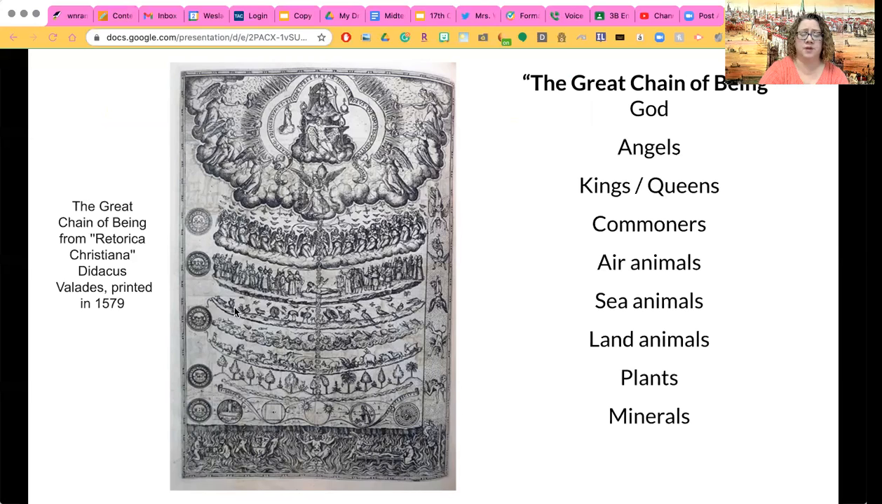After that come air animals, then sea animals, then land animals, then the trees and plants and minerals, and down to that point. I don't think they knew about molecules, but the idea that there's a chain of being, not a food chain. We're not eating angels. If you have eaten an angel, you can have an A for the course. I just require a little proof.